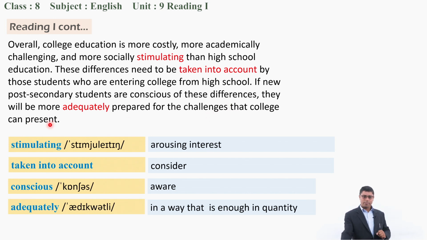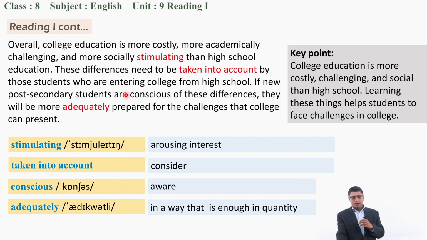that college can give. Okay, students, in summary, we can say college education is more costly, challenging and social than high school. Learning these things helps students to face challenges in college.